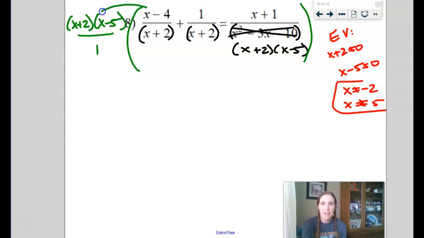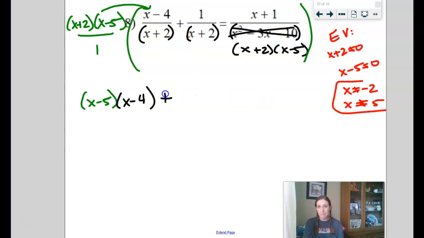Okay, first fraction. So this time, instead of writing everything out, I'm only going to write things that don't cancel. So the x plus 2's are going to cancel out, right? So we have this x minus 5 times the x minus 4. I'm going to write that down because that didn't cancel. The x minus 5 has to get multiplied into the x minus 4. Notice what I did there with parentheses. All right. I write down the plus sign.